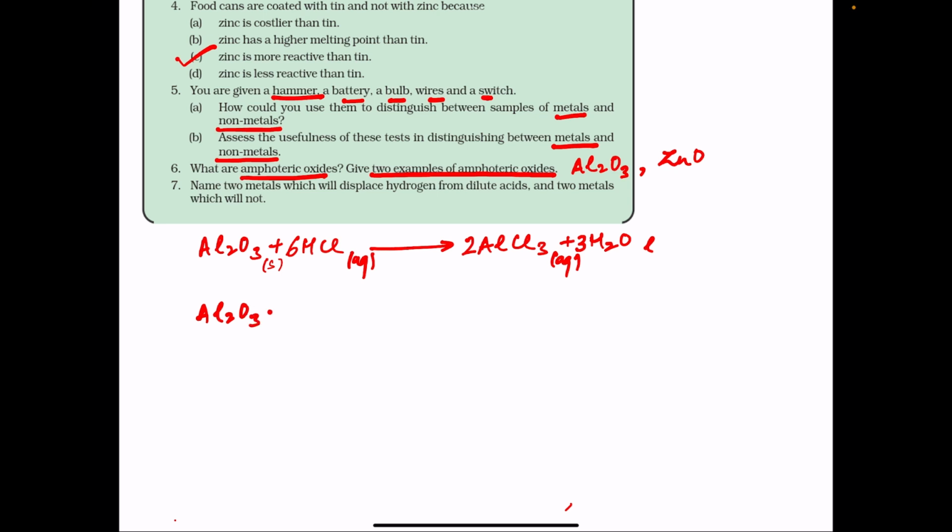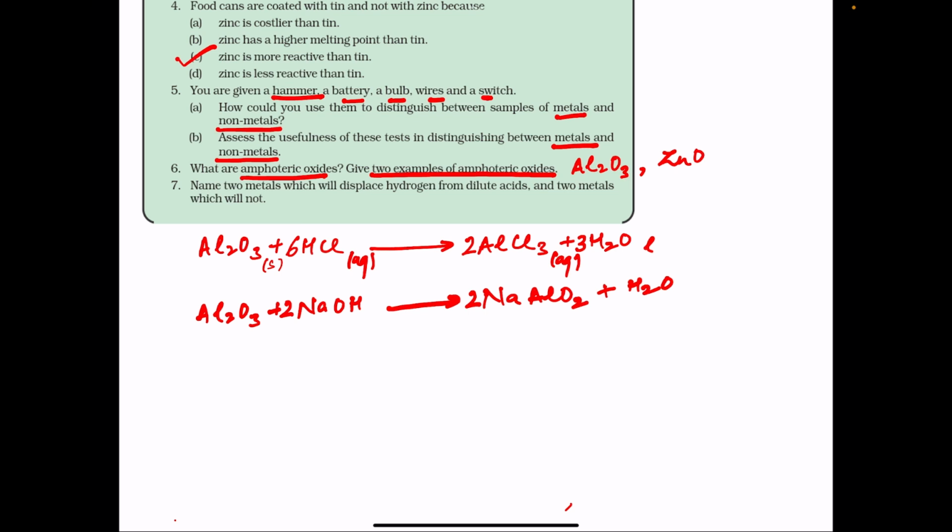Al2O3 also reacts with base to give salt, that is NaAlO2, which is called sodium aluminate, plus water. Now to balance this reaction, this will be 2 to balance the number of aluminium atoms, and again here 2 to balance the number of sodium atoms. So this is the balanced equation.